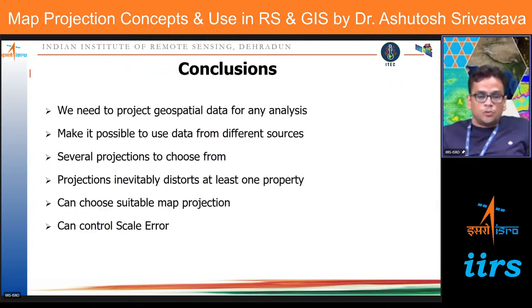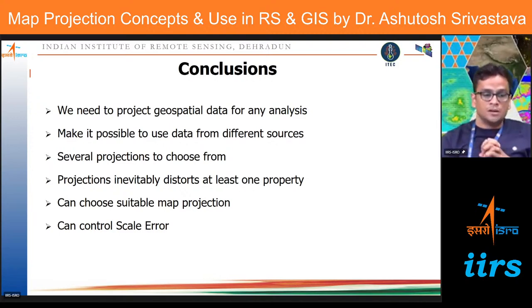We need to project geospatial data for any analysis, for different analyses like school construction, police station construction, vacant land, or other analyses we are performing in GIS. It makes it possible to use data from different sources. When we are performing these analyses, the data will definitely be coming from different sources: maybe from the road department, the municipality, the forest department, the water department. Different sources will be there.